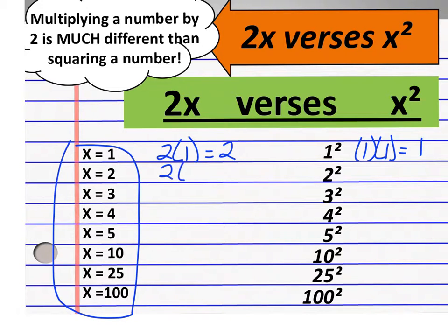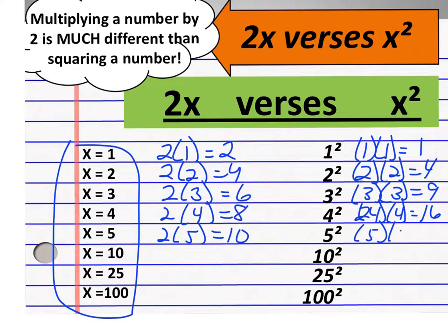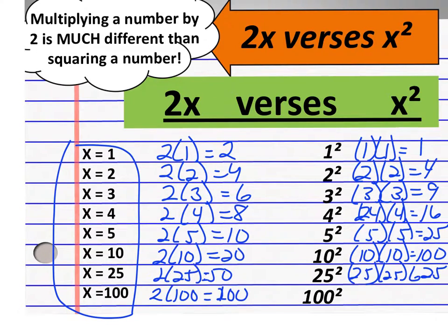If I put in a 2, 2 times 2 is 4, and 2 times itself is also 4. 2 times 3 is 6, while this is 3 times itself, so that jumps to 9. 2 times 4 is 8, while 4 times itself is obviously 16. 2 times 5 is 10, and then 5 times itself, two 5s, is 25. 2 times 10 is 20, and 10 times 10, notice the difference now, they are getting way up there, is 100.